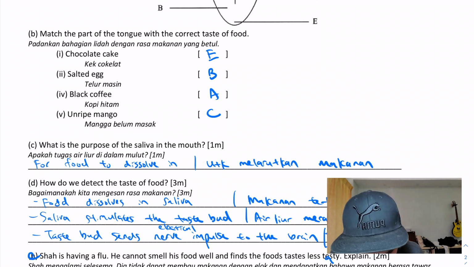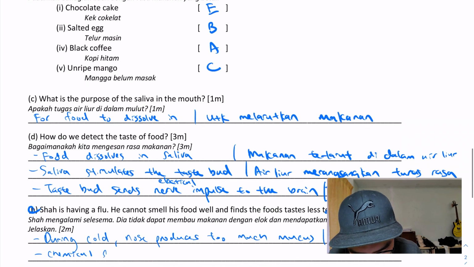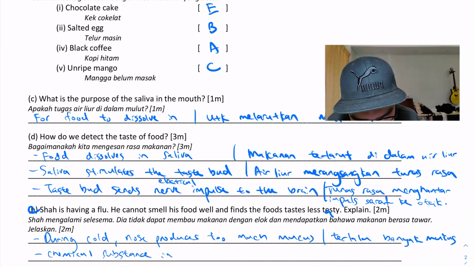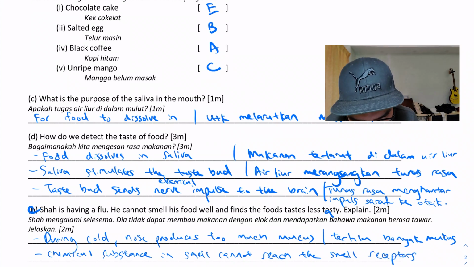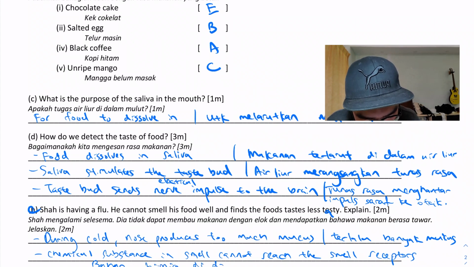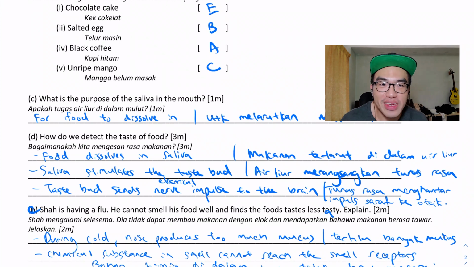Next point, the chemical substance in smell cannot reach the smell receptors. Bahan kimia di dalam bau tidak dapat mencapai receptor bau. That's why you cannot smell anything.